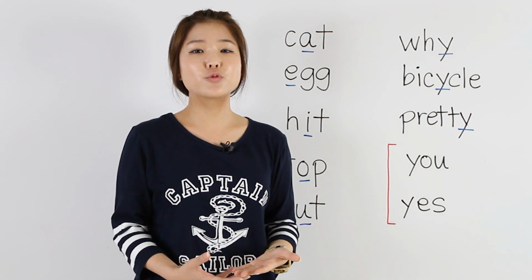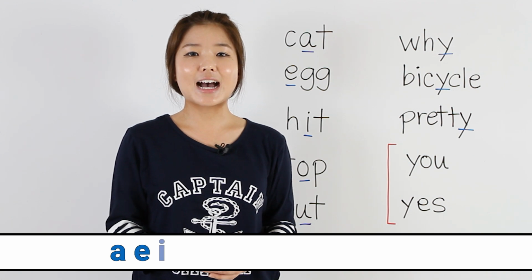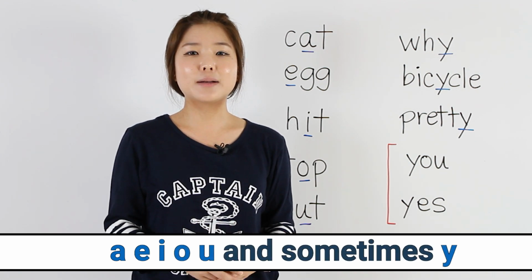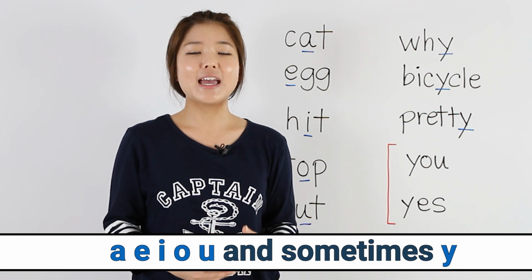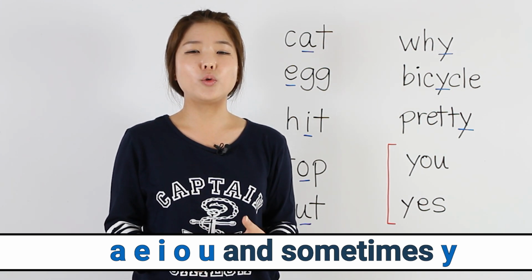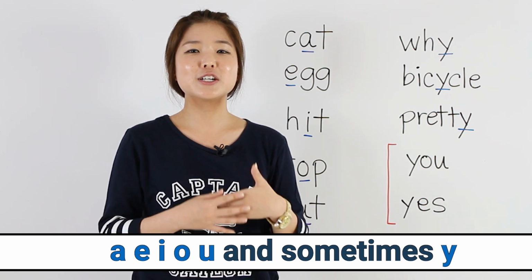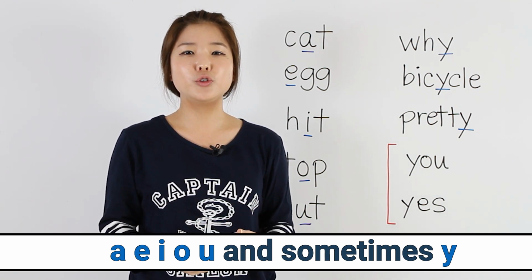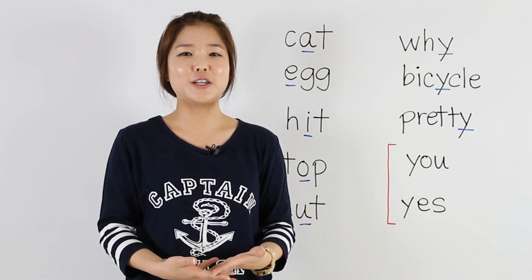Now, to help us remember vowels, we can say A, E, I, O, U, and sometimes Y. Okay, repeat again after me. A, E, I, O, U, and sometimes Y. One more time faster. A, E, I, O, U, and sometimes Y. Okay, and that's the end of this video. Thank you.